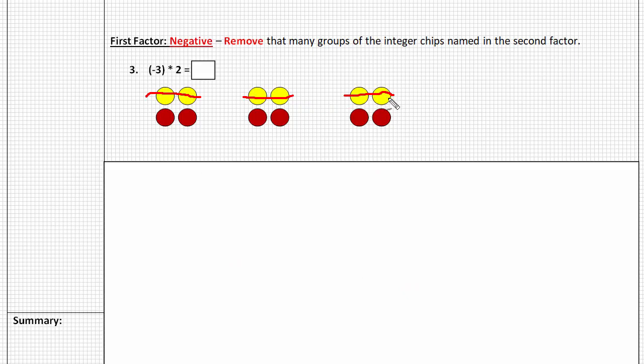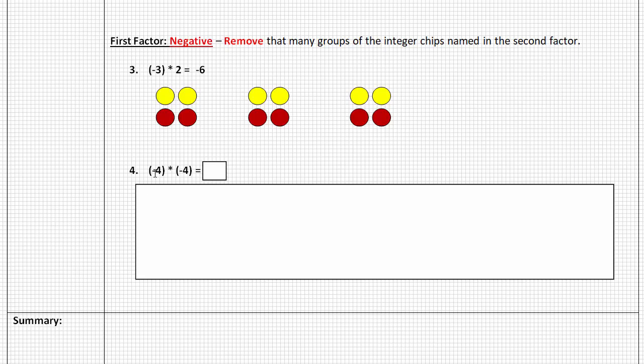So if we get rid of those, what is left? Well, we have 2, 4, 6 negatives. That's left. So negative 3 times 2 equals negative 6. Let's try one more.